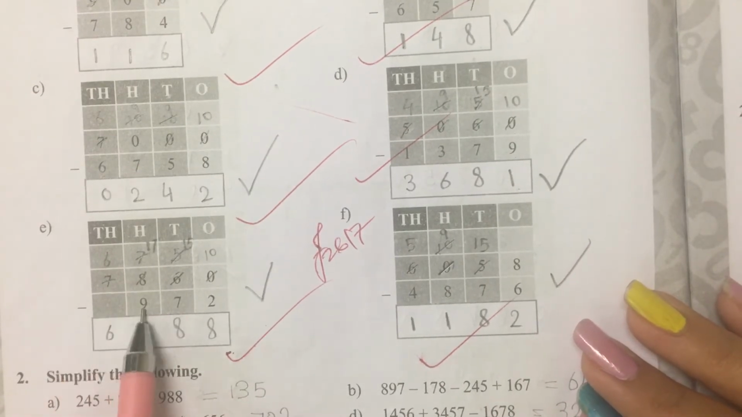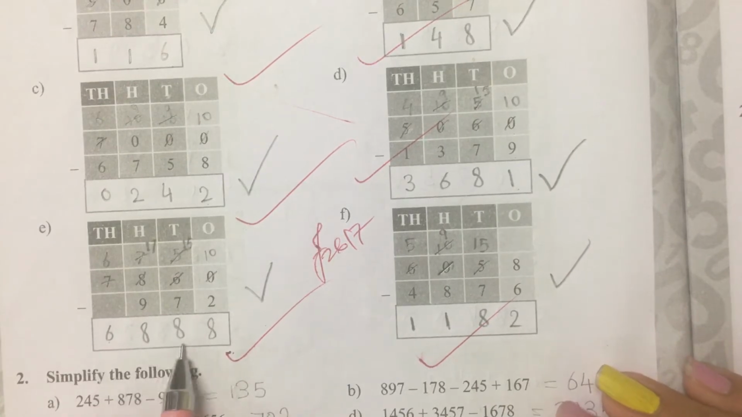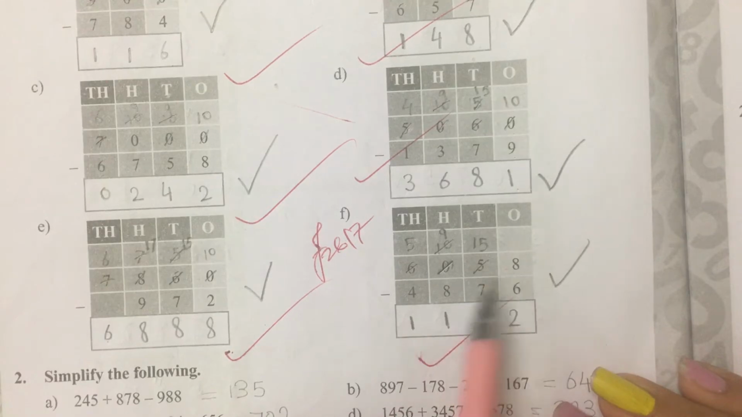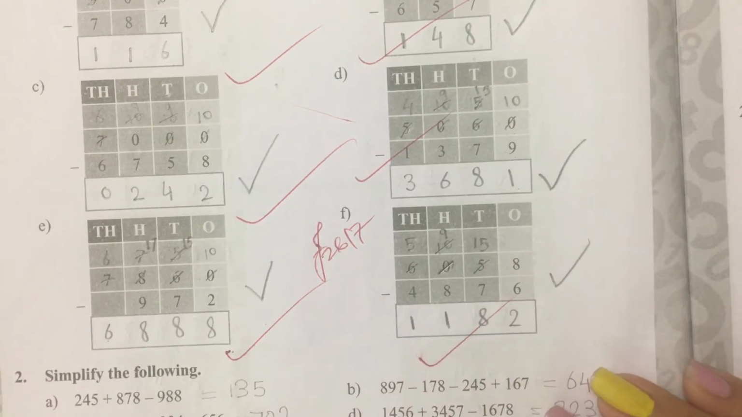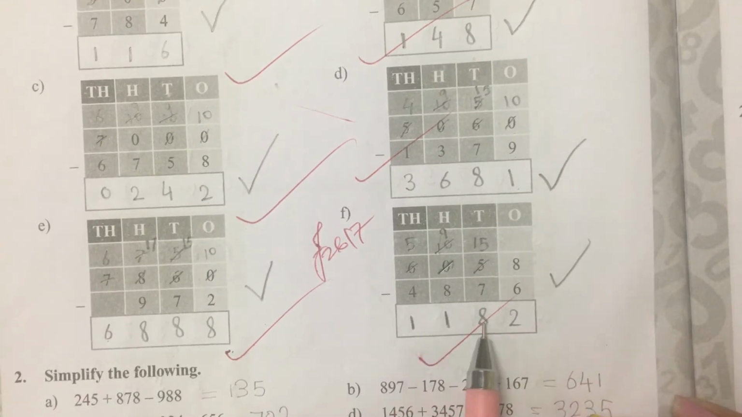E. 7,860 minus 972. The answer is equal to 6,888. And the last one is 6,058 minus 4,876. The answer is equal to 1,182.